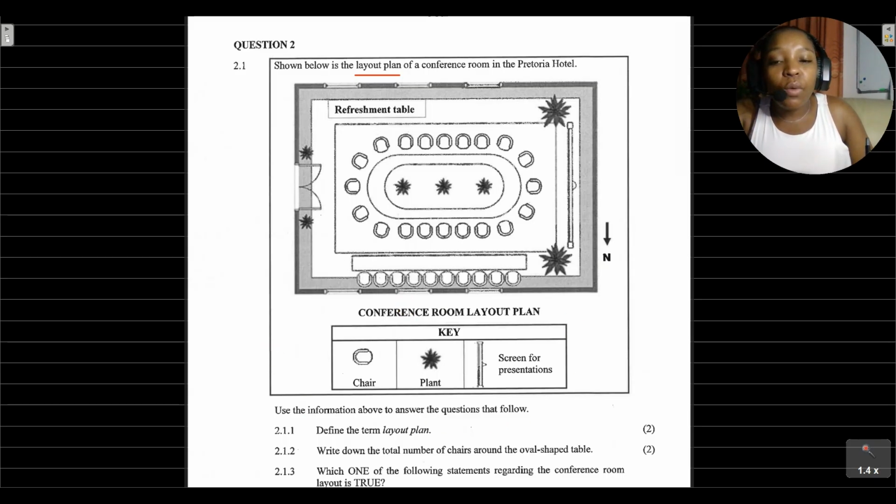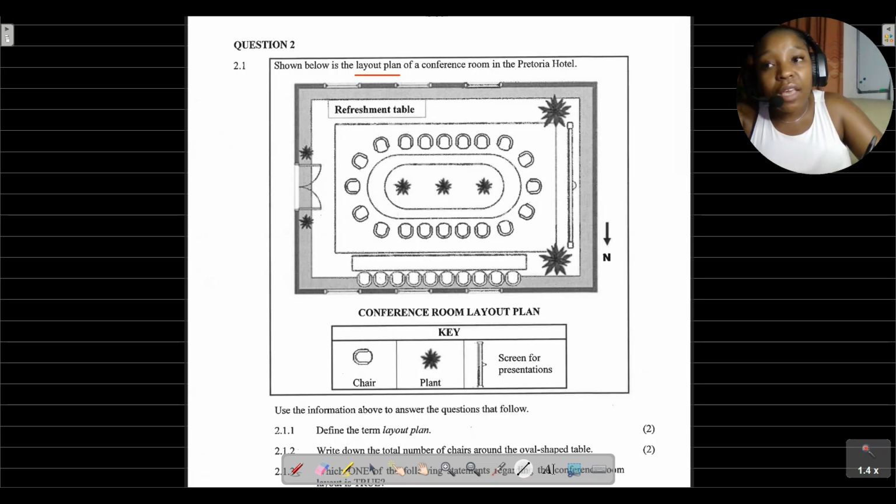So from the key, what we can see is that if we see these symbols, those basically mean that those are just chairs, right? If we see this symbol, this basically means that those are plants, right? And if we see this symbol there, it's basically the screen for presentations, okay? So what are we supposed to do with this compass that is given to us here?